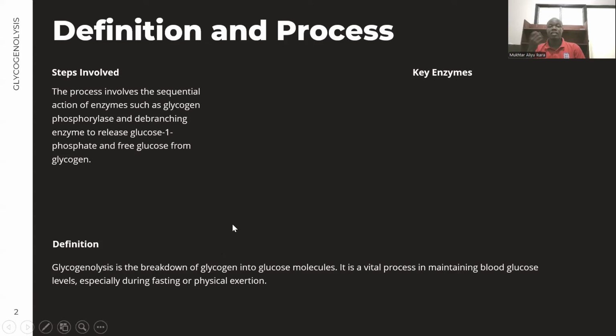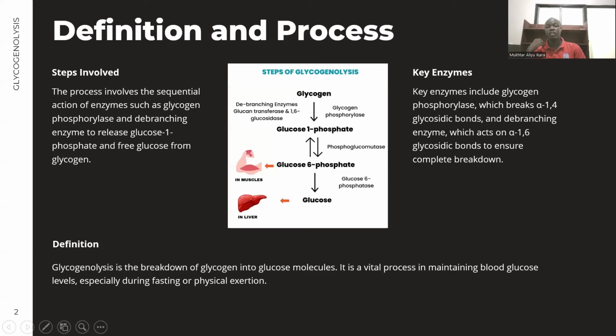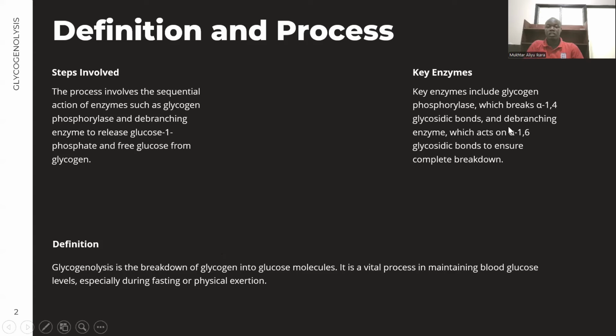So what are the key enzymes in glycogenolysis? It is glycogen phosphorylase, which breaks alpha-1,4 glycosidic bonds, and the debranching enzymes, which act on alpha-1,6 glycosidic bonds to ensure complete breakdown. So these are the two key major enzymes.